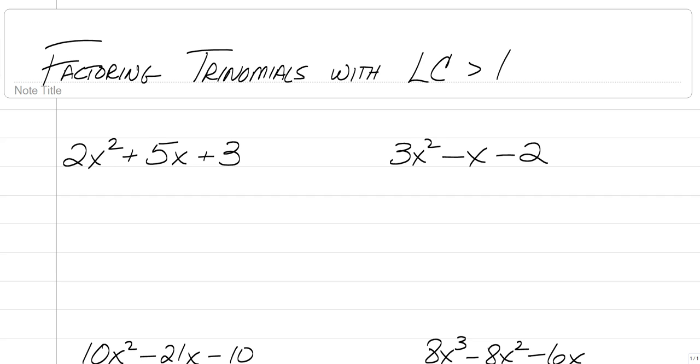We are going to talk about factoring trinomials that have a leading coefficient that's greater than 1. Make sure you are paying very close attention to this video, because this is the first time that factoring is going to get a little bit difficult.